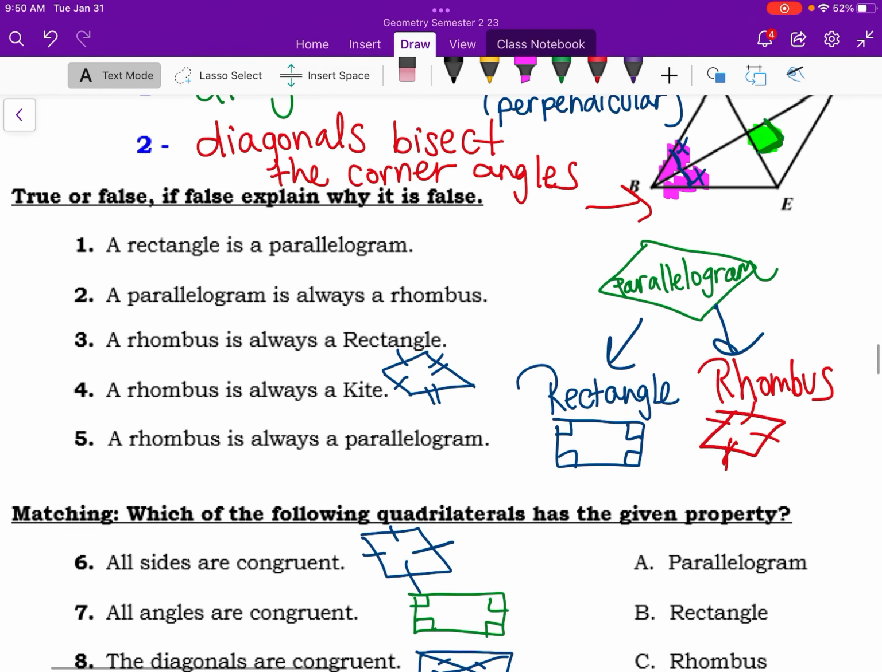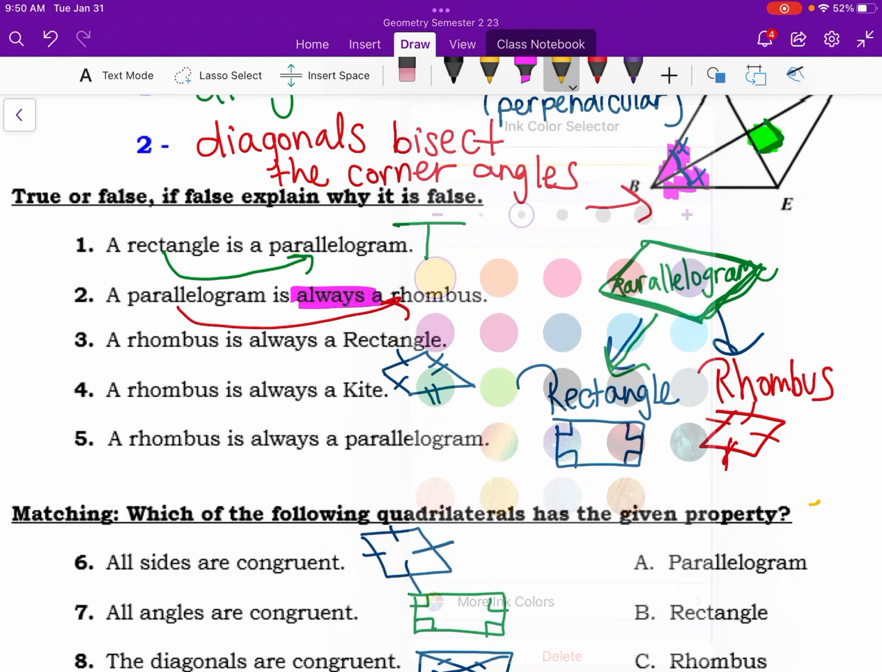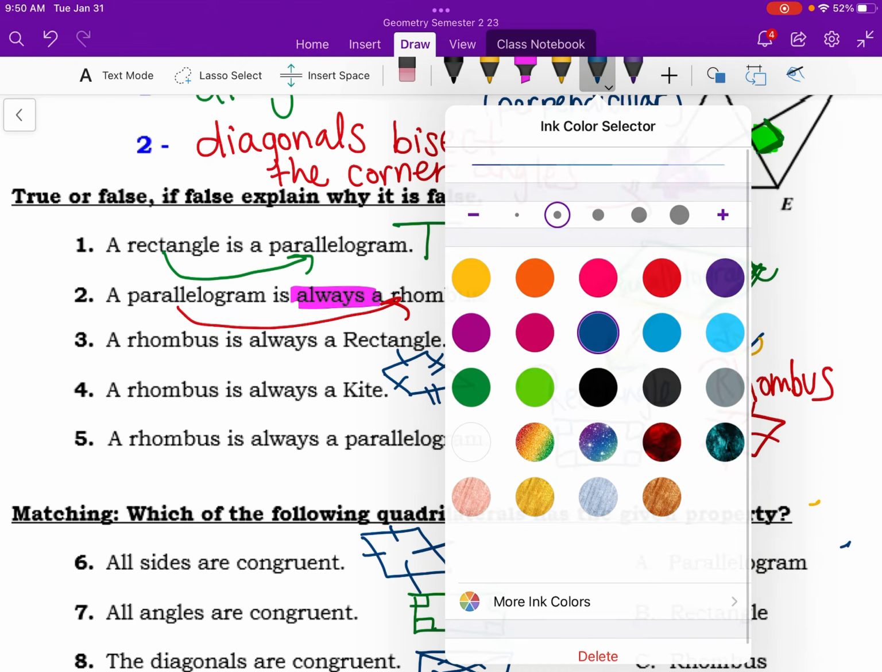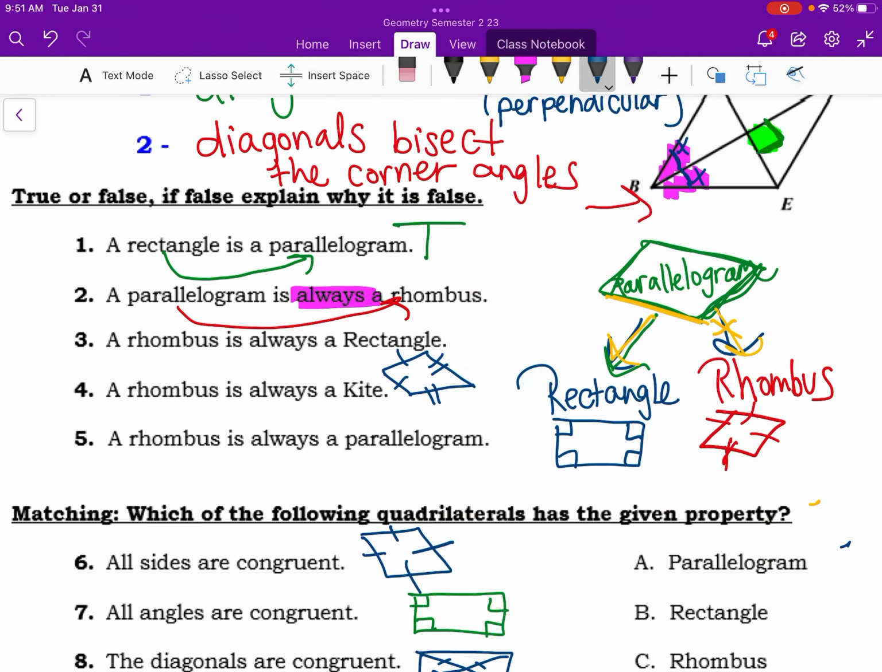Is a rectangle a parallelogram? Yes, it is. This is a true statement because it came from a parallelogram, so it inherited all the traits. Is a parallelogram always a rhombus? The word always is a little sketch. So not always, because a parallelogram doesn't have to always be a rhombus. Sometimes it's a rectangle, and sometimes it's just a parallelogram. It doesn't have all the special features.